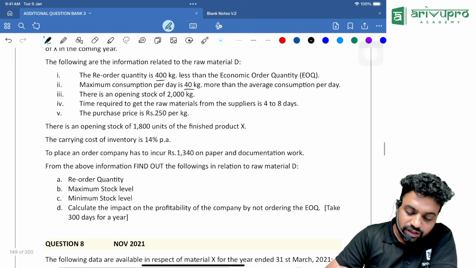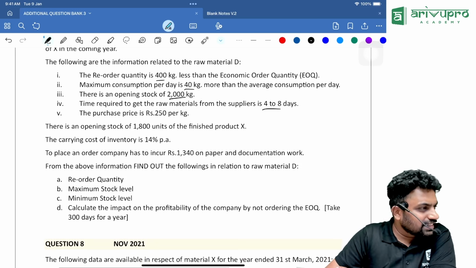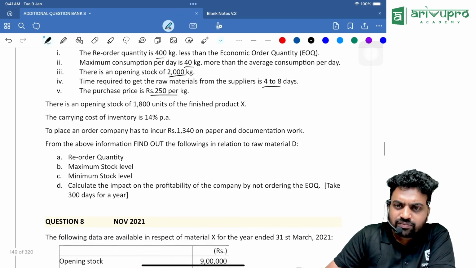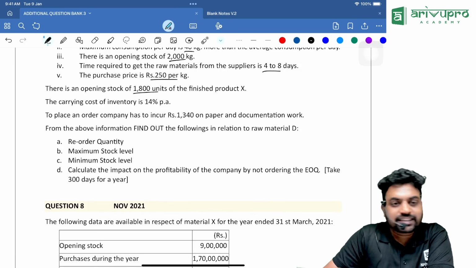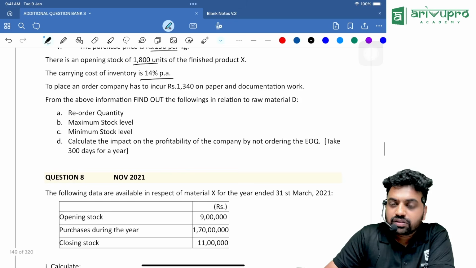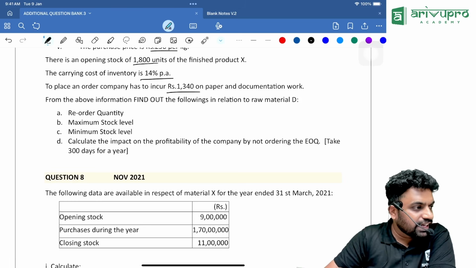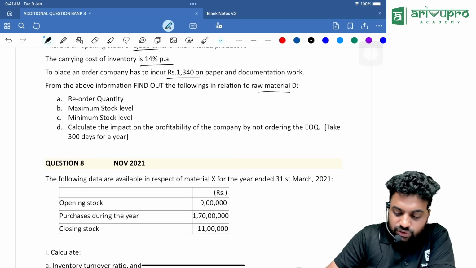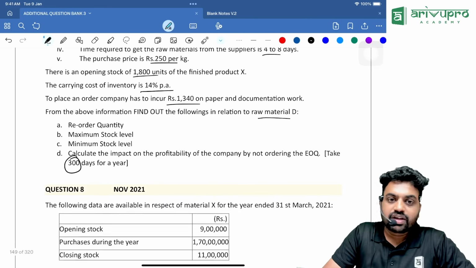Here 40 kg more. Their opening was 1,000, here it is 2,000. Their time required, I think it is the same, 4 and 8 only, no? Purchase price is 150 there or 250? 125. Double. Opening stock, there it was 900 units, here it is 1,800. I think carrying cost is the same also, or 15%. To place an order, the company incurs 1,340. There it was 720. Okay. From the following, calculate and so on. Guys, everything is the same. There it was 364, I feel. Here it is 300. Everything is the same.